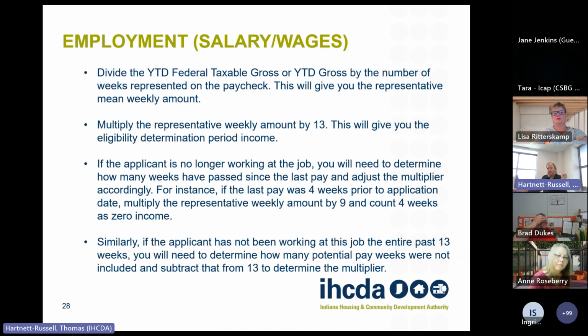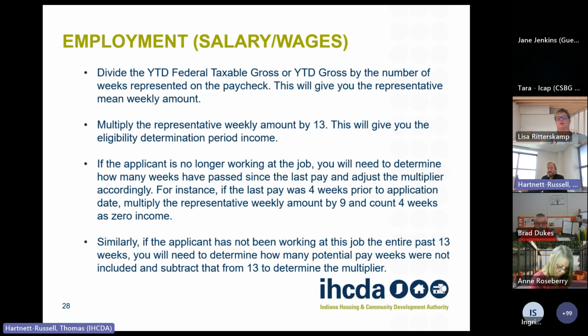Caveats. If the applicant is no longer working at the job, you will need to determine how many weeks have passed since the last pay and adjust the multiplier accordingly. For instance, if the last pay was 4 weeks prior to application date, multiply the representative weekly amount by 9 and count 4 weeks as zero income.